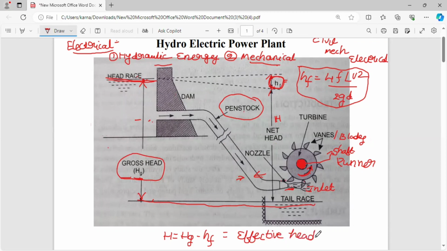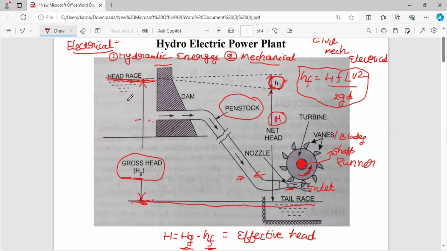So these are the important terminologies. Gross head means the difference between the head race level and tail race level, and some loss of head due to friction will be there. So the difference between the gross head and the loss of head due to friction is called the effective head. From the competitive examination point of view, effective head and net head are the same. In problems also, they give the H value directly. If they want you to calculate the gross head, they simply mention Hg. Otherwise, it can be taken as H.